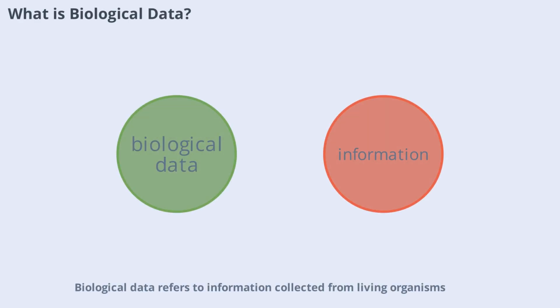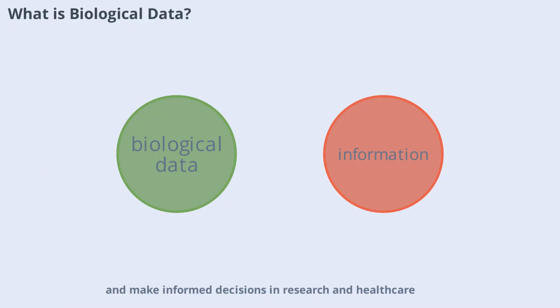Biological data refers to information collected from living organisms, including plants, animals, and microorganisms. This data can range from genetic sequences to physiological measurements, behavioral observations, and ecological interactions. The diversity of biological data reflects the complexity of life itself. By systematically collecting and analyzing this information, scientists can uncover patterns, test hypotheses, and make informed decisions in research and healthcare. Let's explore the different types of biological data you might encounter in experimental analysis.